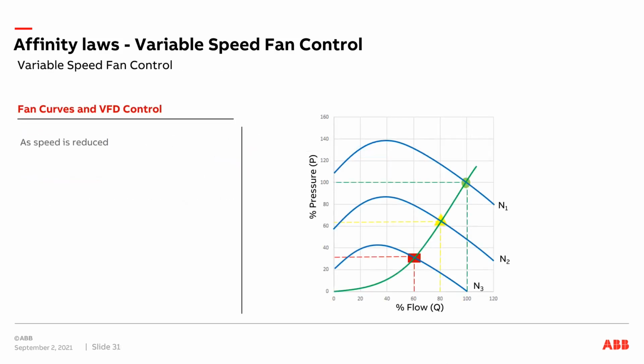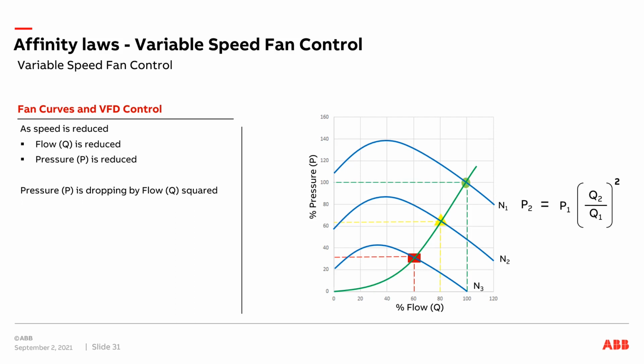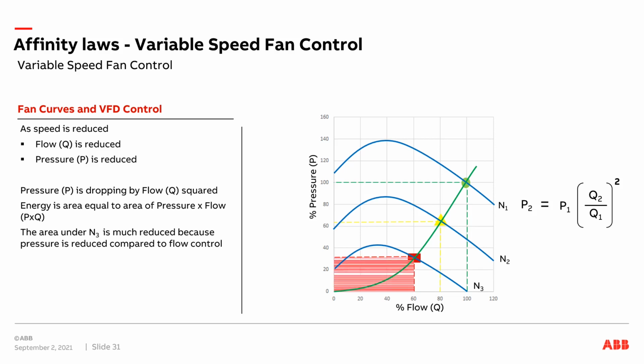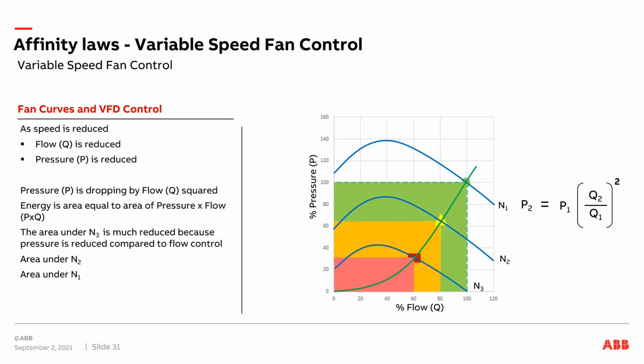So looking at our system, as speed is reduced, flow Q is reduced, and pressure is reduced. The pressure is dropping by the flow Q squared. The energy is the area equal to the area of pressure times flow, P times Q. The area under N3 is much reduced because pressure is reduced compared to flow control, which we looked at earlier. The area under N2 is much reduced compared to flow control also. And the area under N1 is at full 100% pressure and 100% flow.